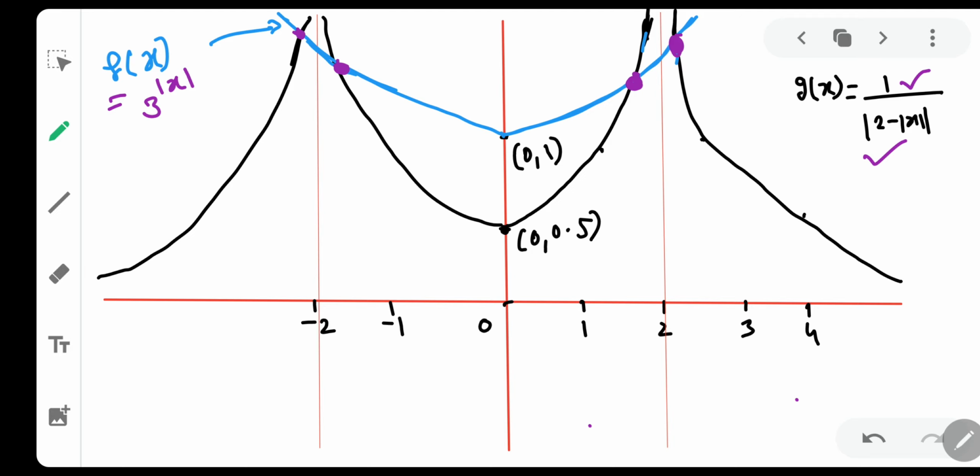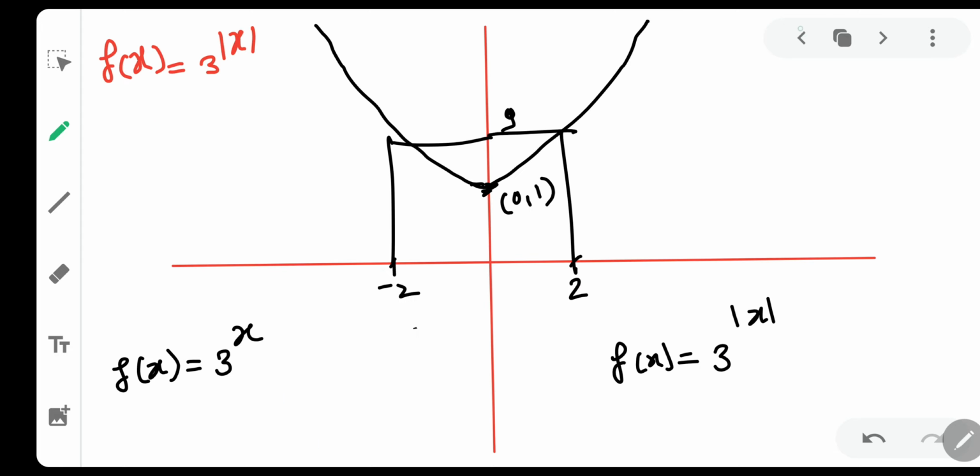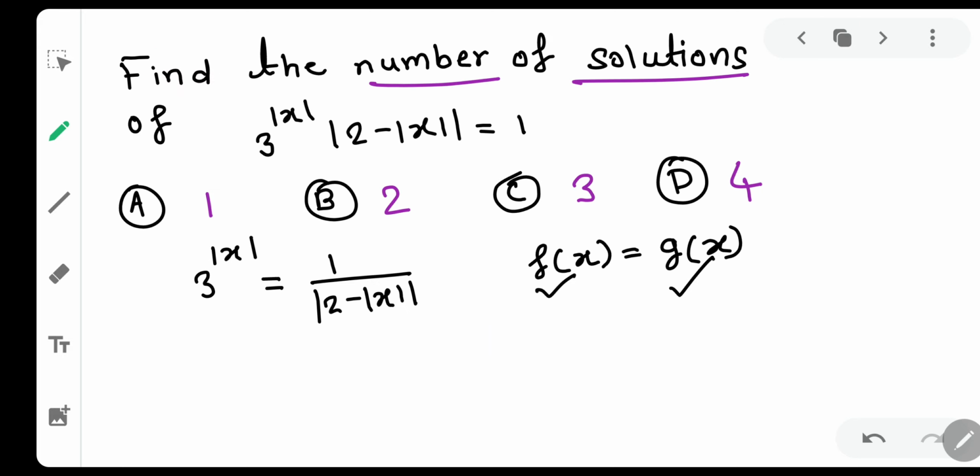We need not know what those points are, but we got them. One point is before 2, one point is after 2, one point is before minus 2, and one point is less than minus 2. So this is how we got the number of solutions to be 4. The correct answer to this beautifully formed question is 4. There are 4 different solutions possible.